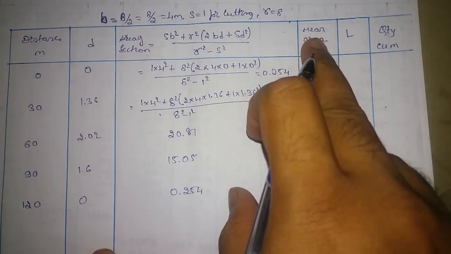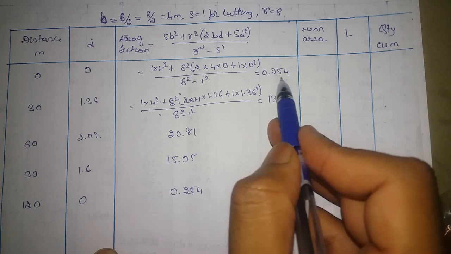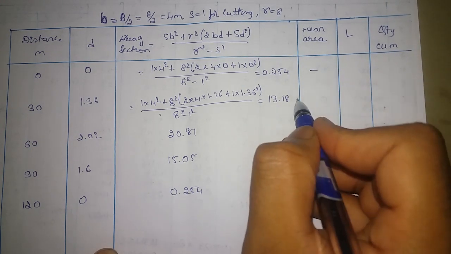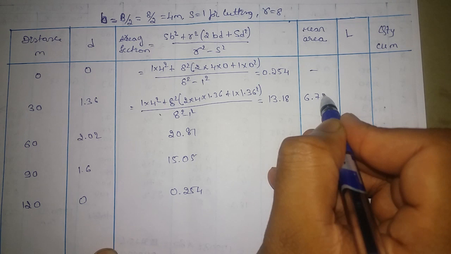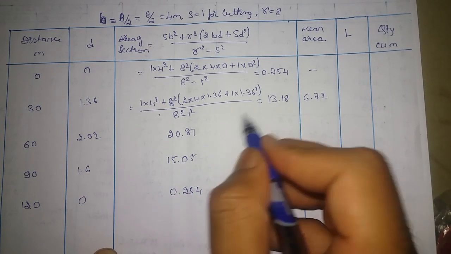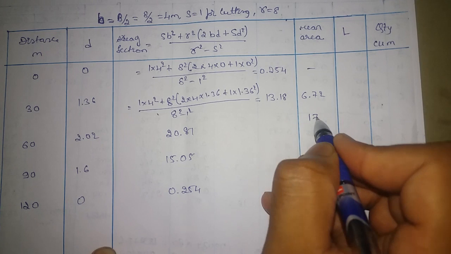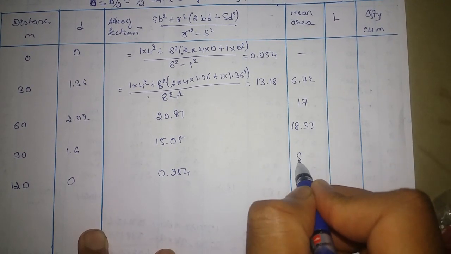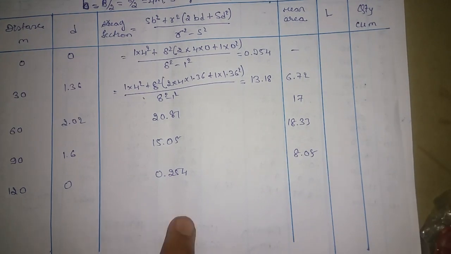Next, what is the next column? It is saying next column is mean area. What you will take is this 0.25 plus 13.82 divided by 2, you will get a mean area, that is 6.72. Similarly 13.18 plus 20.81 divided by 2, you are going to get 17. You just substitute in the calculator, you will get these values, 18.33 and you'll get 8.05. So now we got this area.